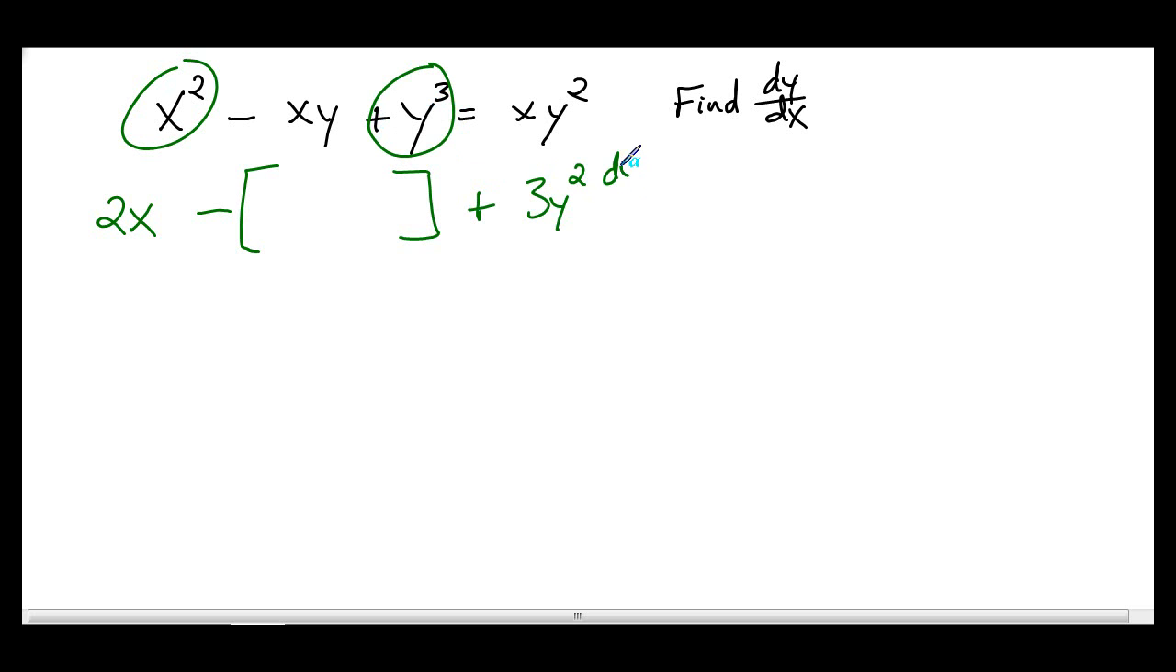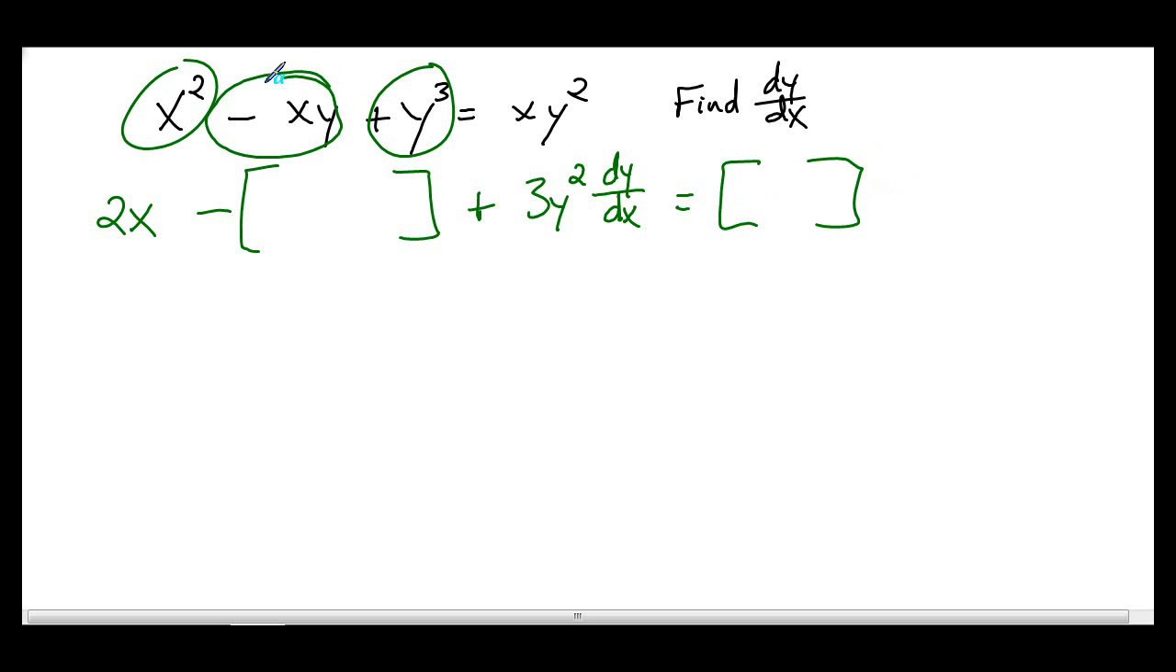But again, it's dy/dx, because that is the derivative of y with respect to x. And then I have this x times y squared over here, which I haven't found yet. Actually, I'll leave that blank because we haven't found it yet. So what I'm going to do here is first look at this piece right here, this x times y.